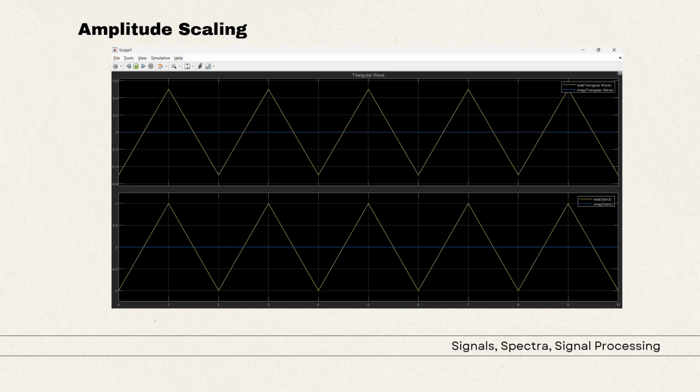In the amplitude scaling output, the triangle waveform becomes taller or shorter depending on the scaling factor. In this case, multiplying the signal by a value greater than 1 increases its height, stretching the waveform vertically. The shape and timing of the signal stay the same. Only the amplitude values are scaled.